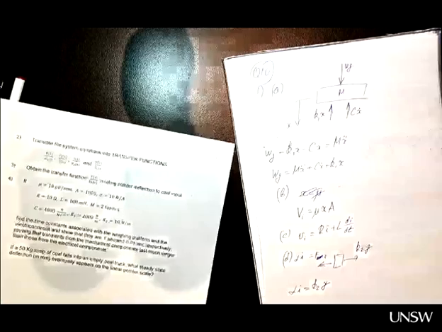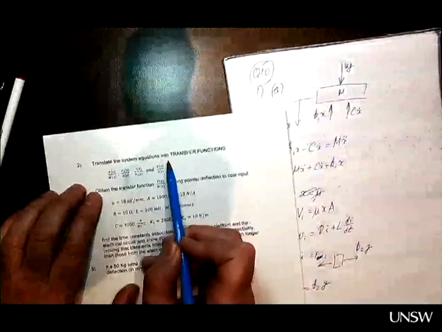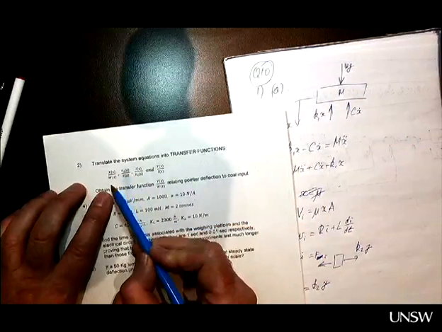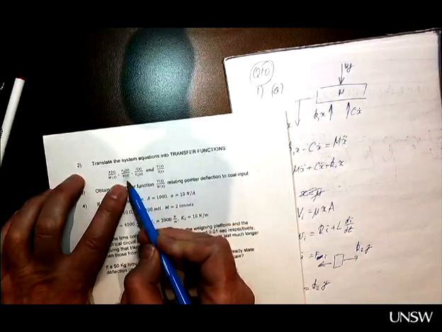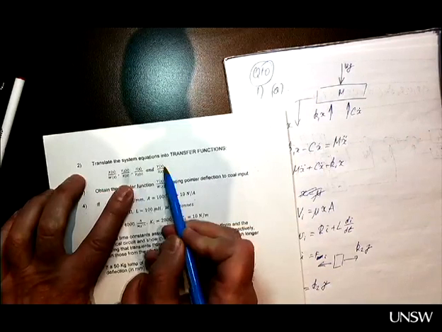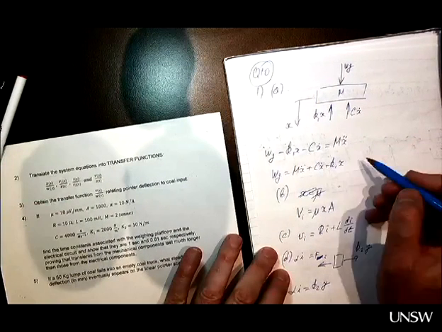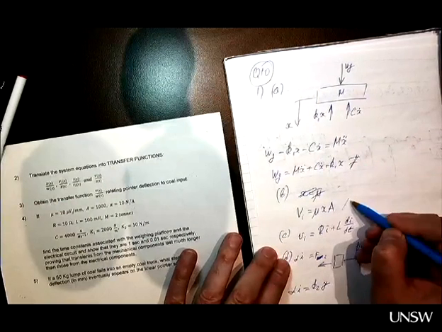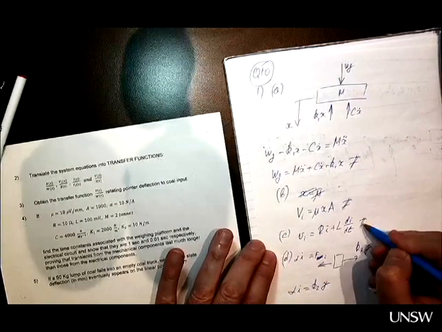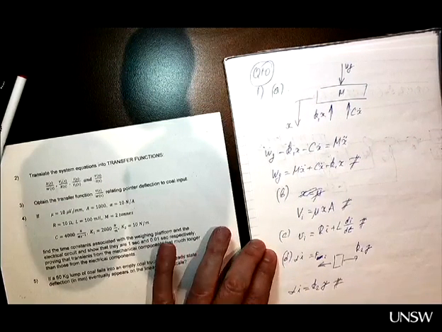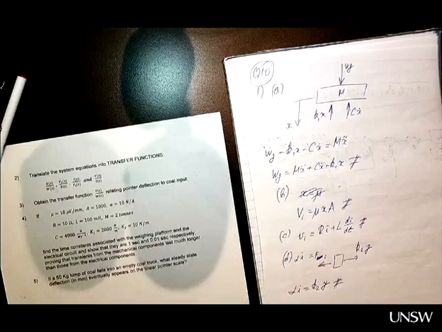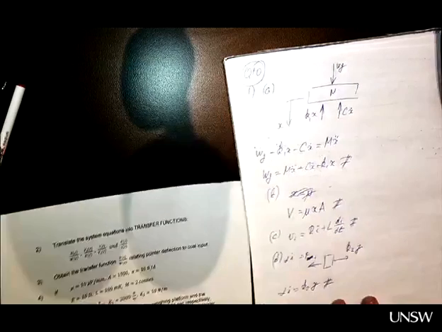Part 2, translate the system equations into transfer functions, x over w, vi over x, I over vi, and y over I. So effectively use these four equations, four differential equations, to create transfer functions. That's what you need to do. So part 2, B.